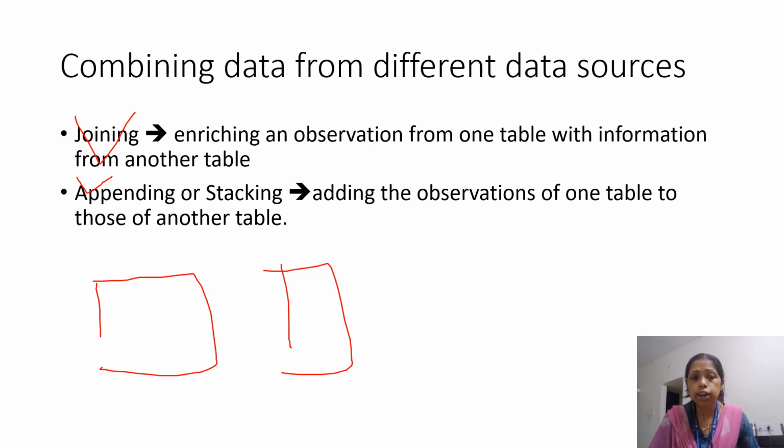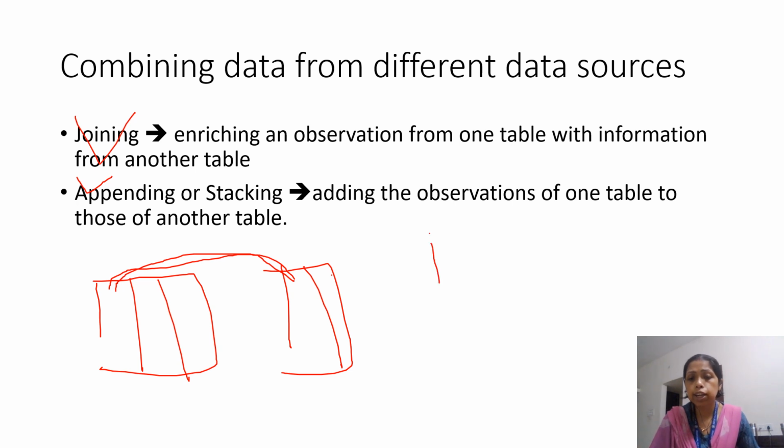Joining means, suppose in one table three columns are there, and in another table two columns are there. One is the common column, and the other columns are different: this column is not in the other table, and these two columns are not here. But you need to combine those things. Based on the primary key which is there in these two tables, you can combine them horizontally into one table.